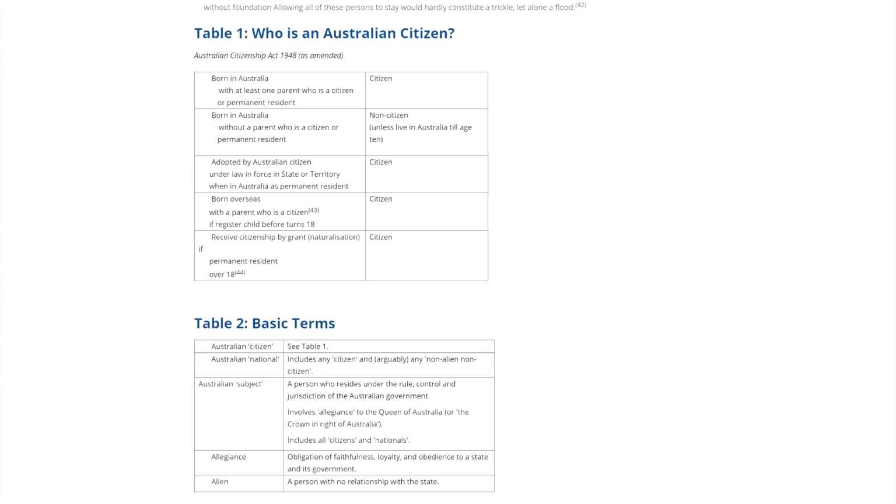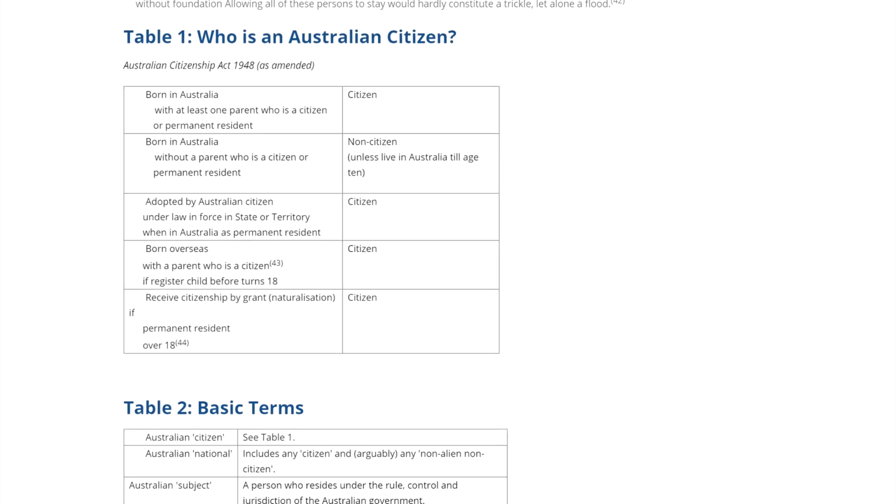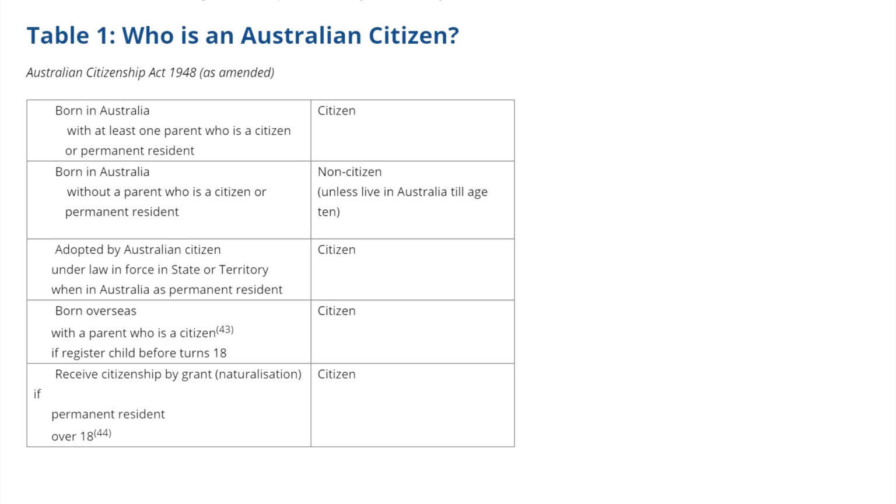Now, this document goes on to identify in Table 1 and Table 2 just what a citizen is and a national is, and that's what we're going to have a look at. Not sure how legitimate this document is anyway. However, it's their opinion on what a citizen is and a national is, so we'll have a look what they're saying about this. Now, according to them, a citizen is someone born in Australia with at least one parent who is a citizen or permanent resident.